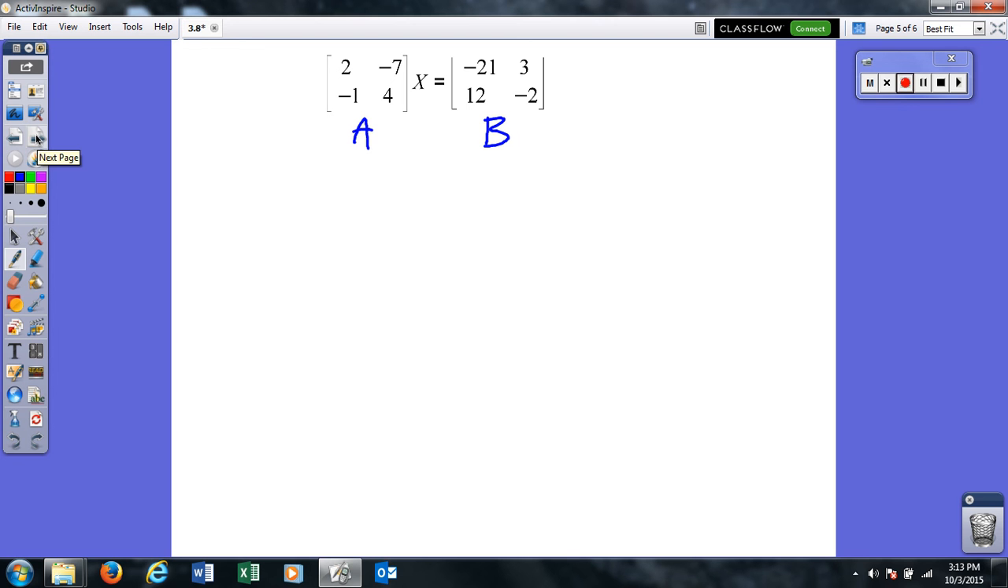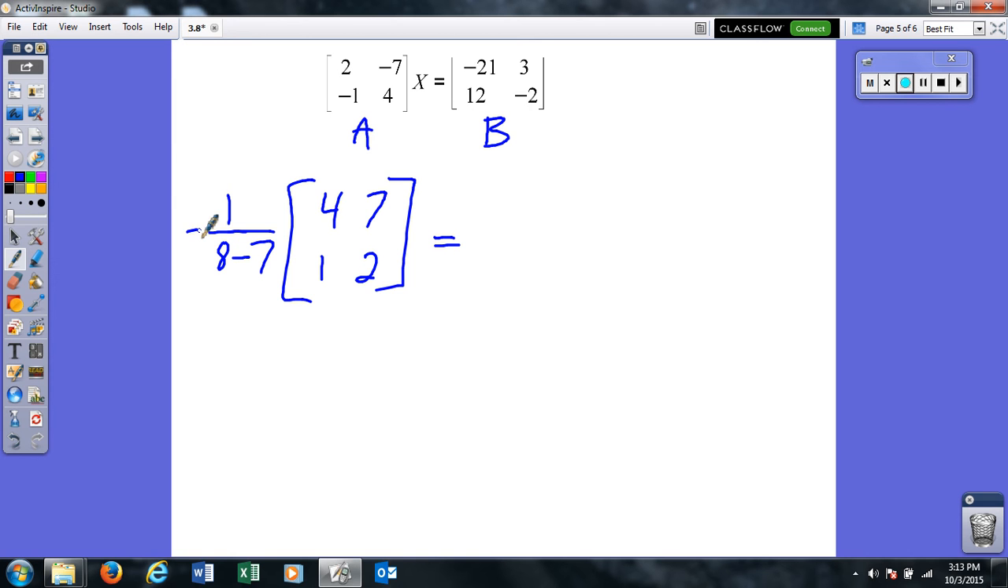Okay, so we need to find the inverse of matrix A. First of all, for the inverse, we need 1 over the determinant. For the determinant, that's going to be 2 times 4 is 8. Then negative 1 times negative 7 is positive 7. So then we subtract 7. And then multiply that by, so we switch the main diagonal, 4 and 2, and then switch the signs of the others. So that's going to become positive 1 and positive 7.